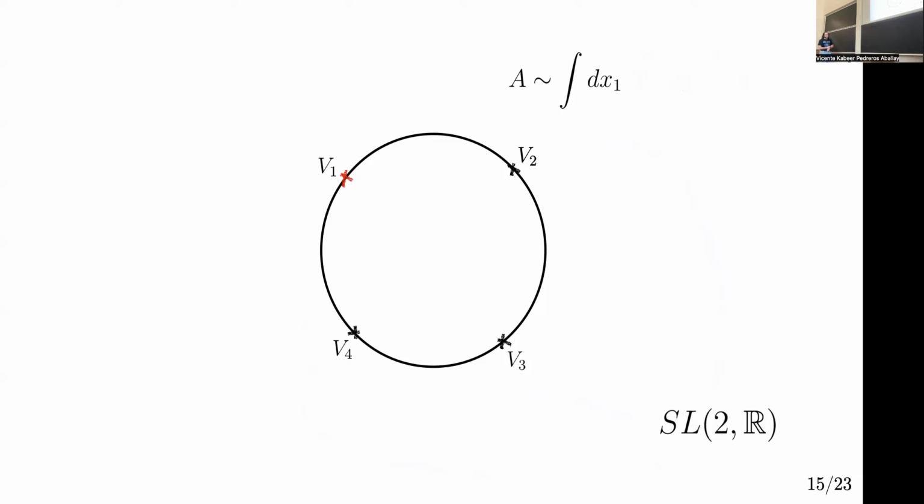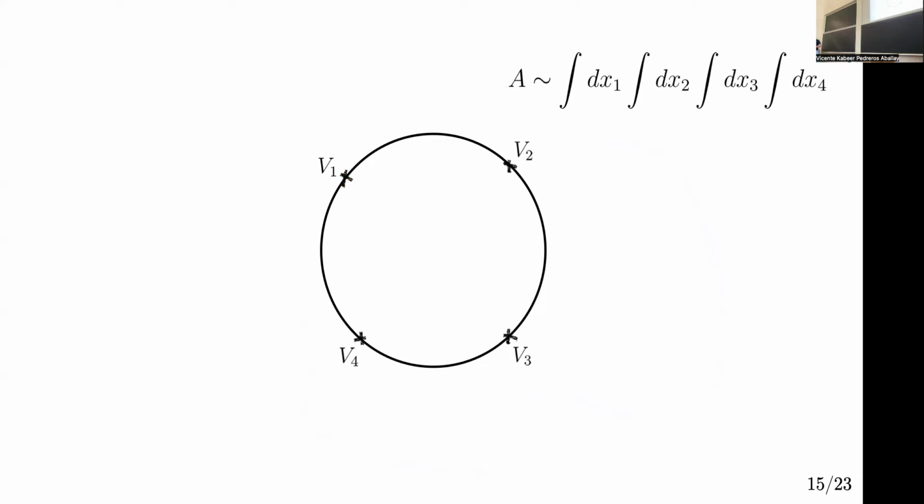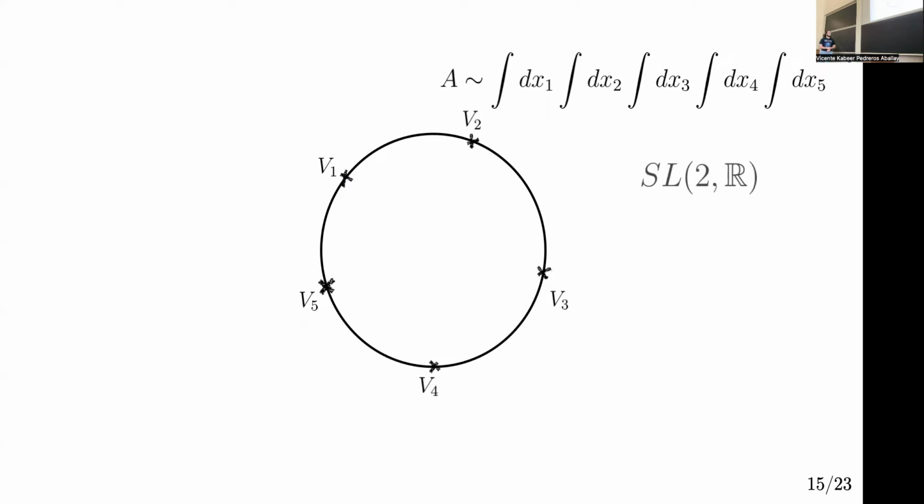The 5-point case is quite similar. Instead of having 4 insertions, we now have 5, so instead of 4 integrals, we have 5. Again, we can resort to SL(2,R) symmetry to fix 3 of the 5 integrals. This is essentially what we have to deal with: just a double integral of some weird functions that I'm not showing you here. So this is just string amplitudes 101.